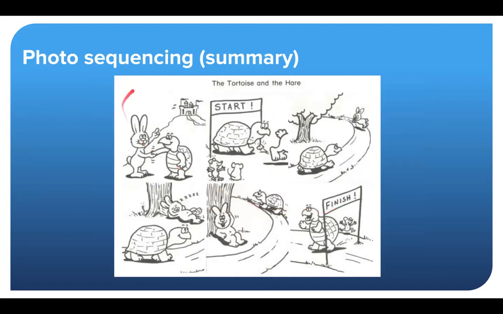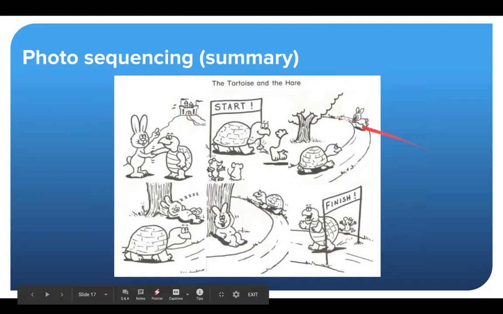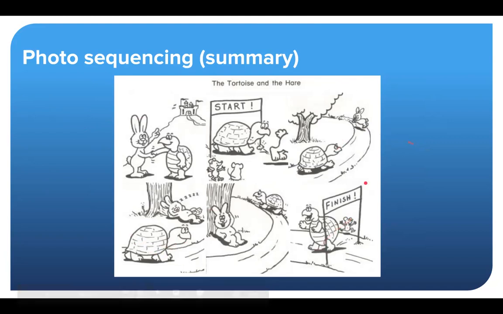And if you include something like this with a written text, so say you've got the tortoise and the hare here, you've got a little summary at the end in images that helps your students who aren't necessarily the strongest readers to have a visual understanding of the story. And they relate this to the words that they see on the page, and ultimately it helps them to learn.